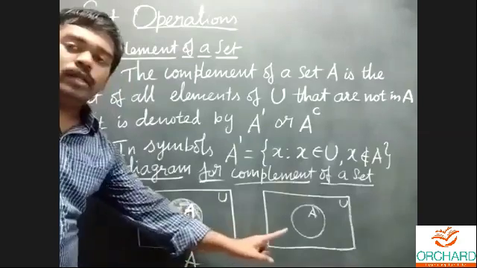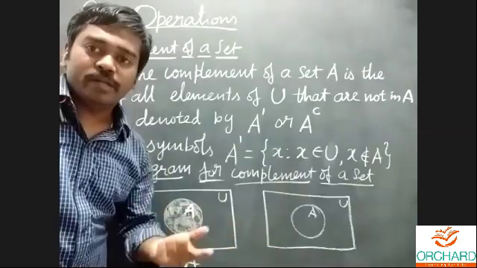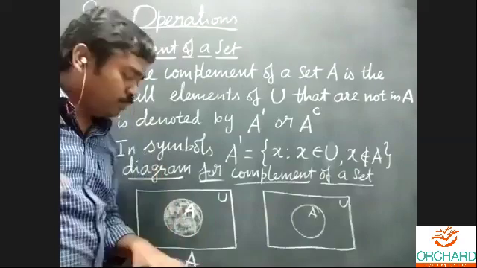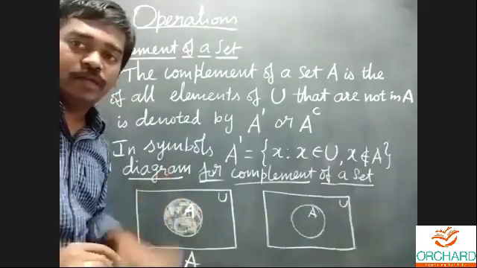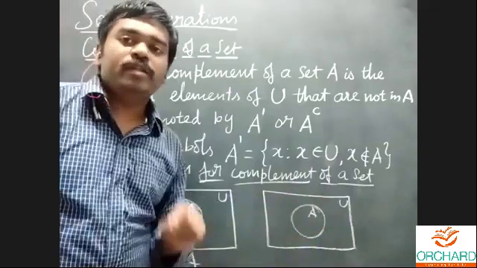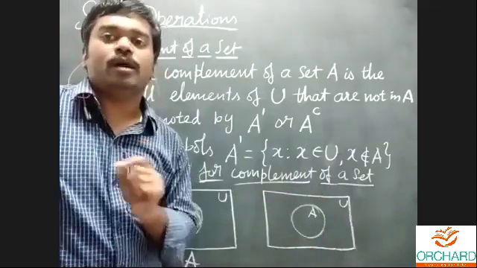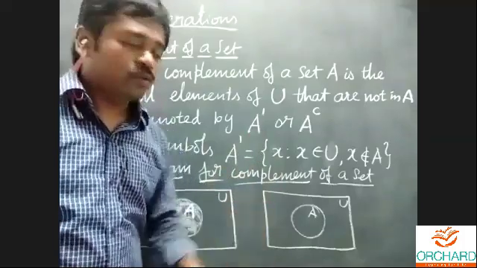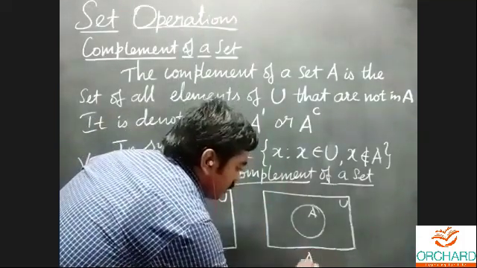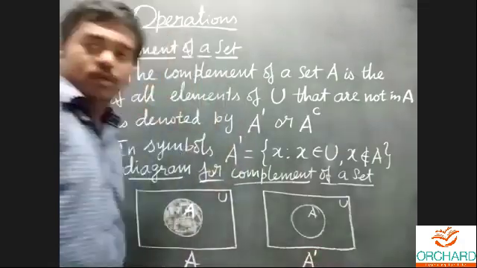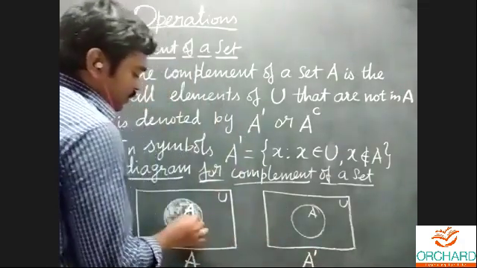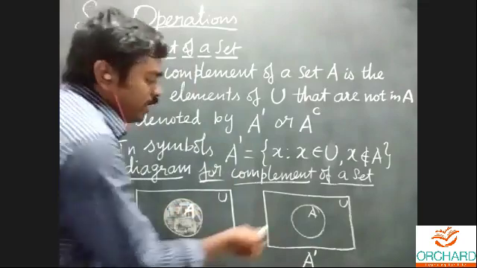Here, now I can write the complement of set A. The complement of set A is very simple. It removes the elements of set A. In simple words, how to define a complement of a set? Except A, except A from the universal set. That is A dash.